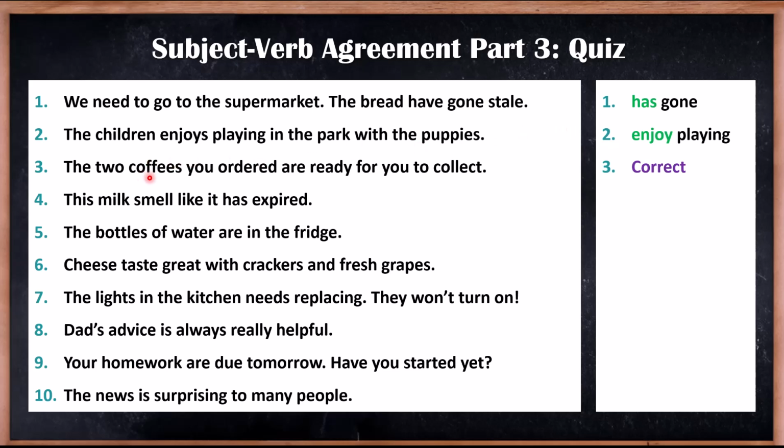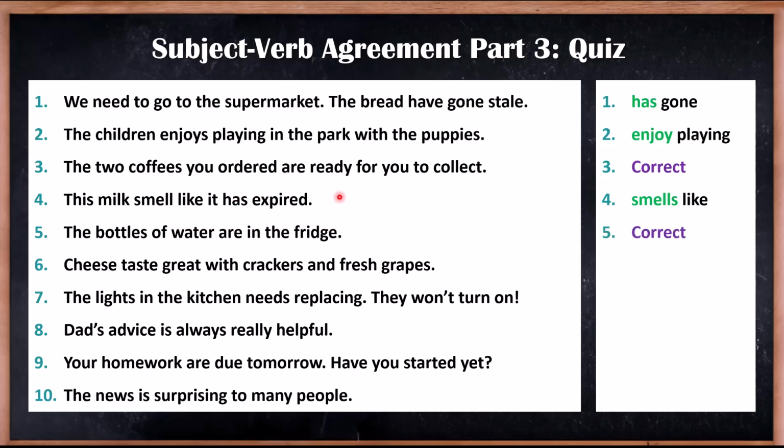Number 3 is correct. Remember, coffee can be uncountable or countable, depending on the context. We are talking about 2 cups of coffee. And in English, we often just say, I want 2 coffees. So this is correct. Are ready. Number 4 is incorrect. Milk is uncountable. This milk smells like it has expired. We need to use a singular verb.